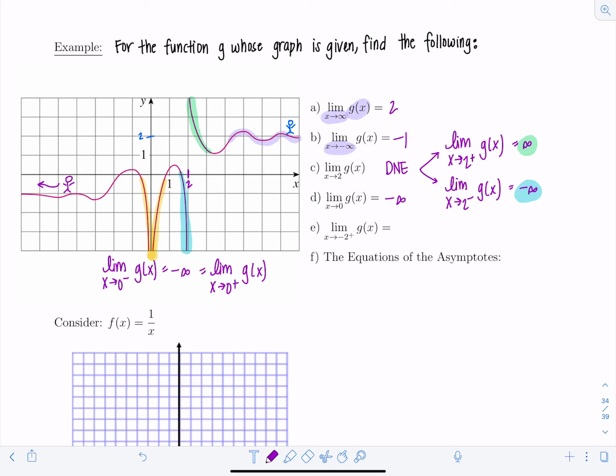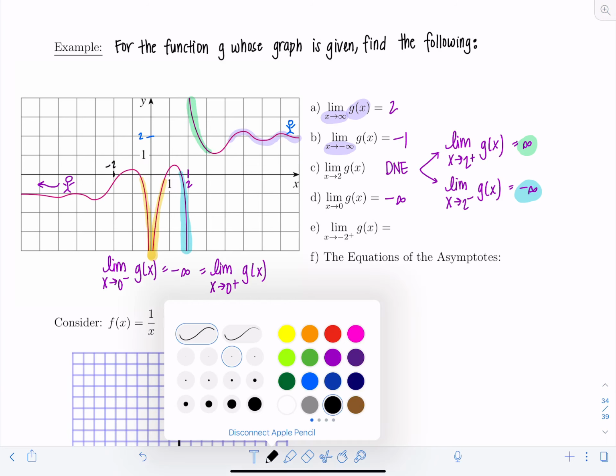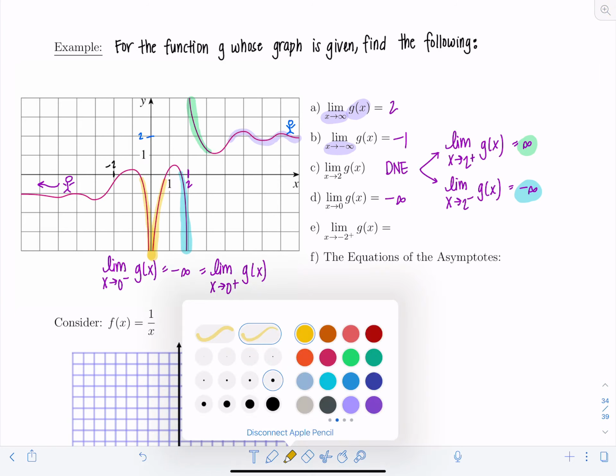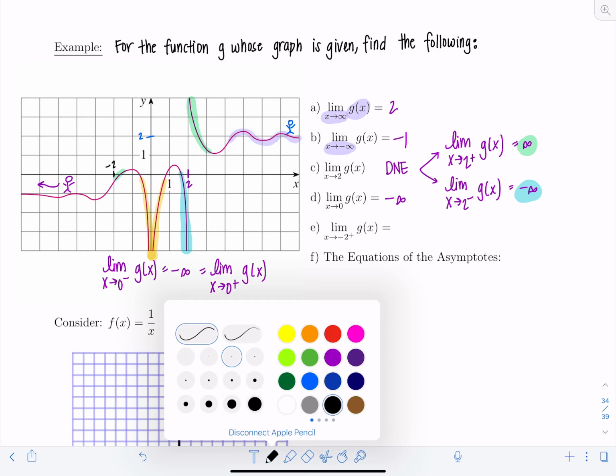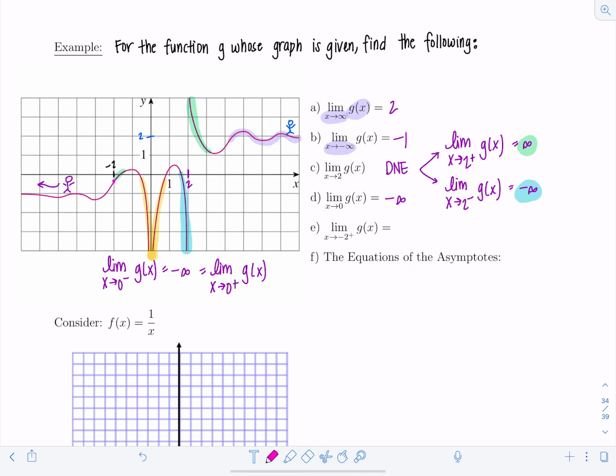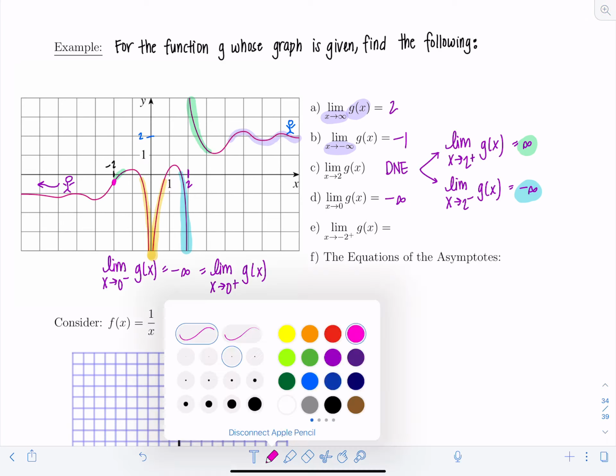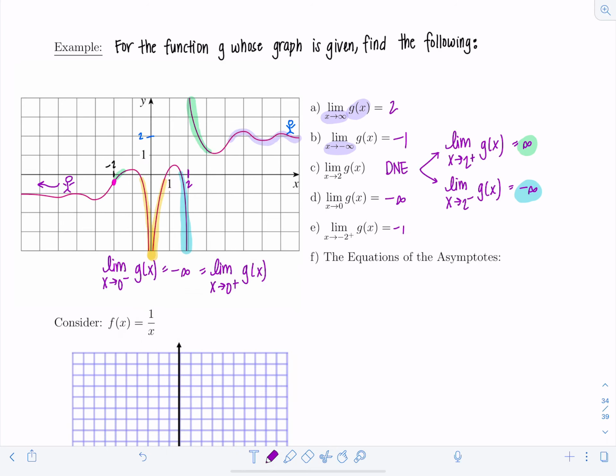And then lastly, the limit as x approaches negative 2 from the right. So where's negative 2? Negative 2 is right here. We're approaching from the right side, so from values larger than negative 2 this way. Okay, what y value does it seem to be approaching? That looks like it's almost negative 1/2, but not quite, so I'll say negative 0.4. Just eyeball it.